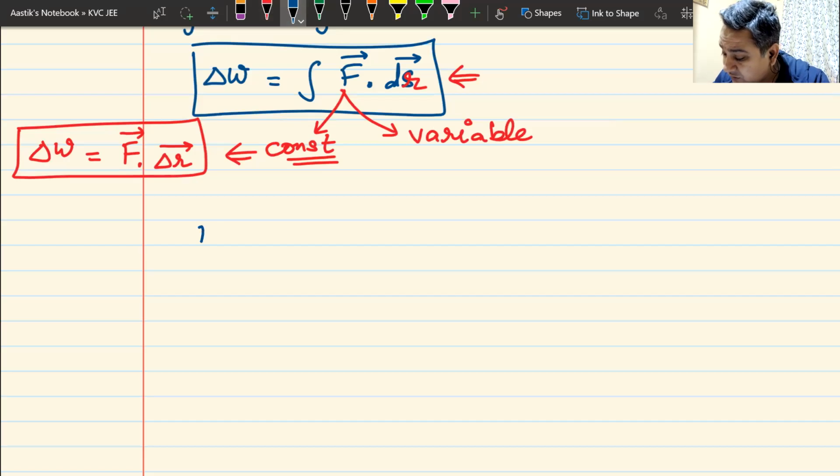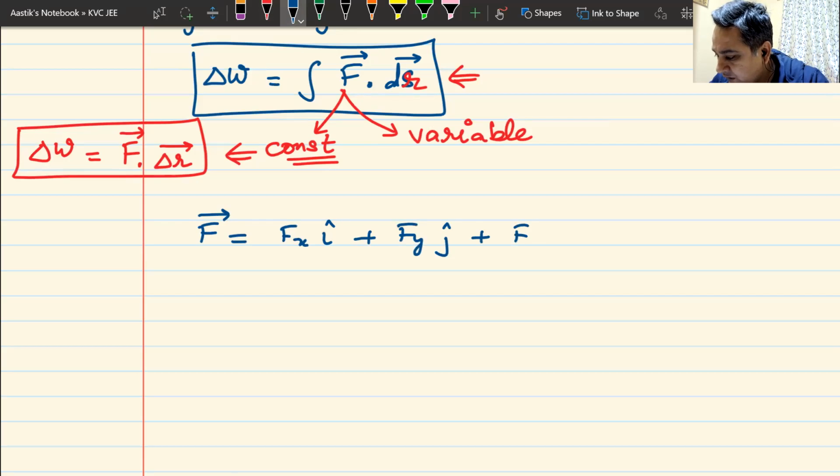If I write force in the most general way, the F vector would obviously be a three-dimensional force. So I will write it like this: Fx i hat plus Fy j hat plus Fz k hat. This is the most general representation of force, where Fx, Fy, and Fz are the components of force along the x, y, and z axes. These can be variable, these can be constant. Fx could be a constant, Fx could be a variable. Fy could be a constant or a variable, it doesn't matter. I'm just writing it in the simplest possible way.